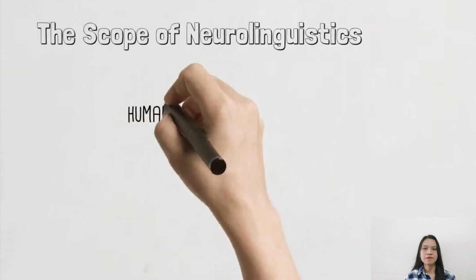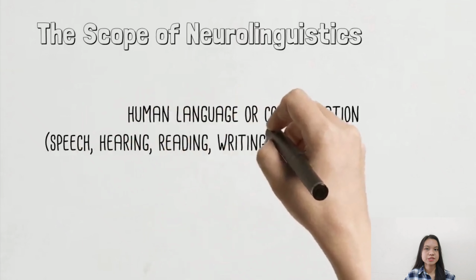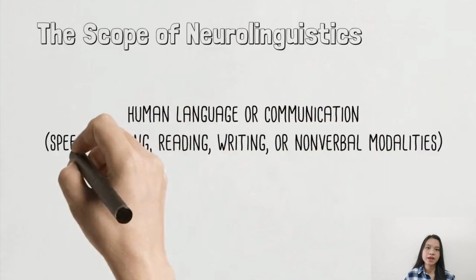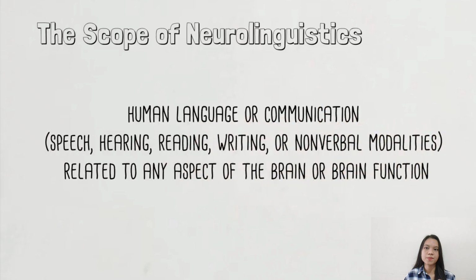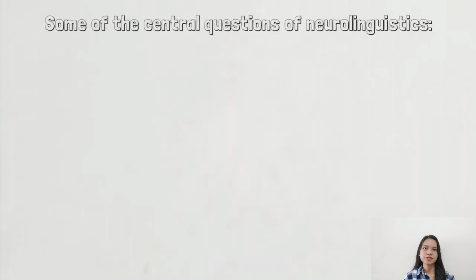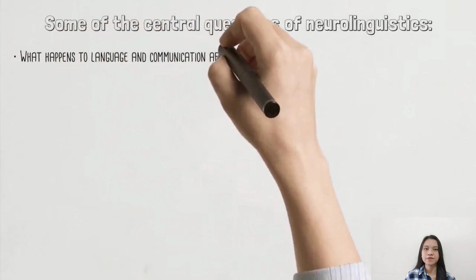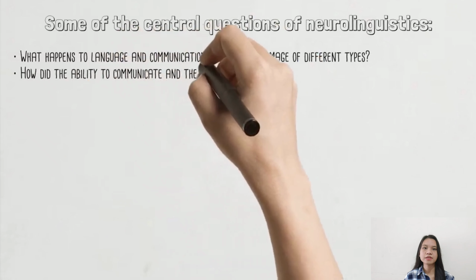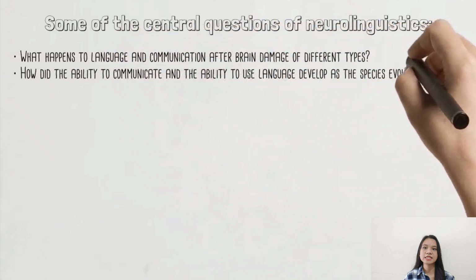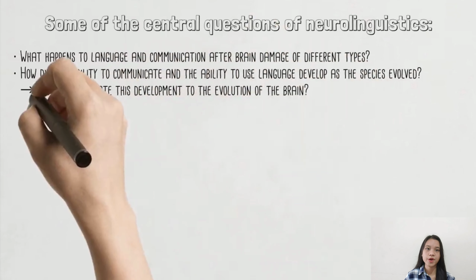The scope of neurolinguistics is human language and communication, whether it is in the form of speech, hearing, reading, writing, or nonverbal modalities, related to any aspect of the brain or brain function. Some of the central questions of neurolinguistics are: what happens to language and communication after brain damage of different types? How did the ability to communicate and the ability to use language develop as the species evolved? How can we relate this development to the evolution of the brain?